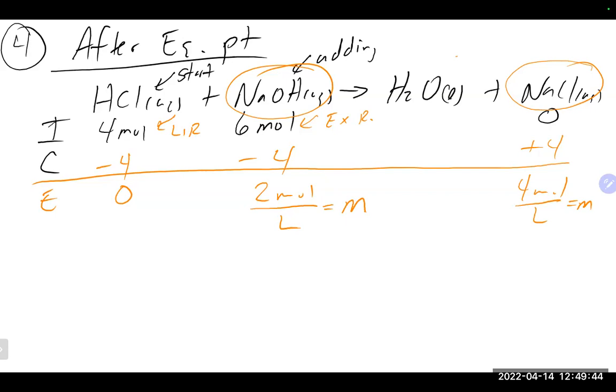Again, even though you got 2 numbers, they are not related to each other, right? One sodium hydroxide, one sodium chloride. That is not a combination that's related to each other.